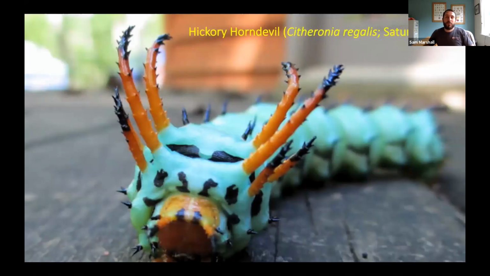Now, if you've ever stumbled across this guy, this is a hickory horned devil. Also in the group Saturniidae. You kind of see a general trend here with this particular family.